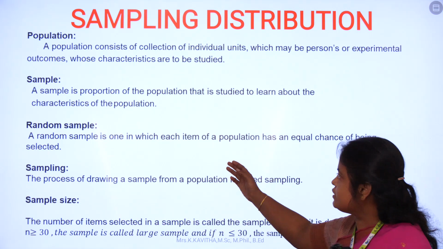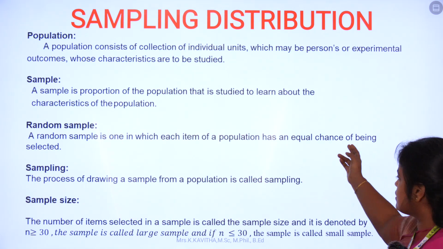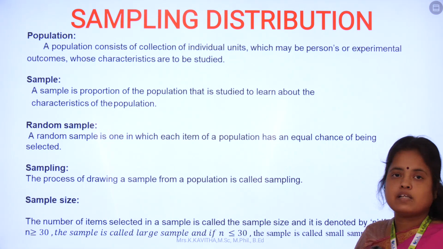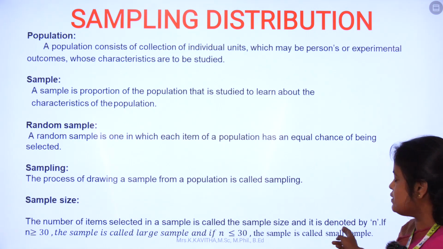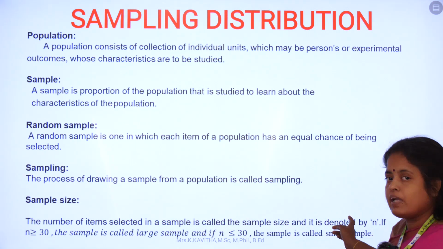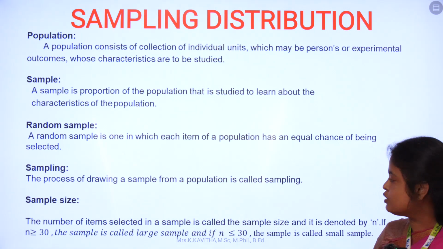Then the random sample is one in which each item of the population has an equal chance of being selected. The number of items selected in a sample is called the sample size, and it is denoted by n. If n is greater than or equal to 30, then it is a large sample, and if n is less than or equal to 30, then it is a small sample.